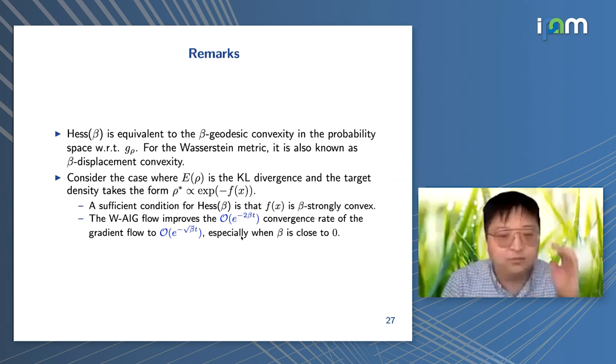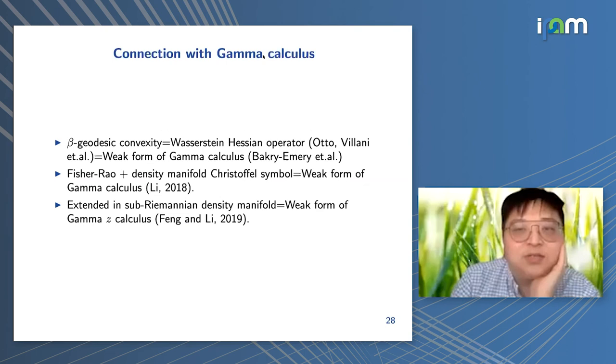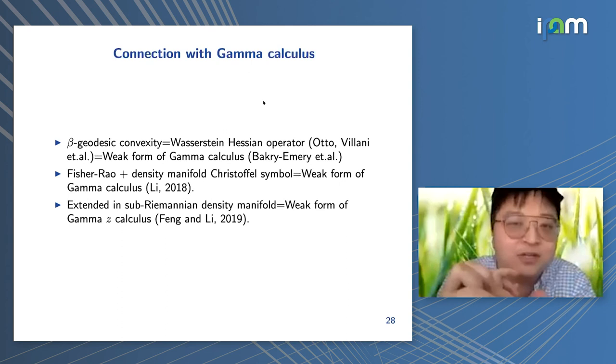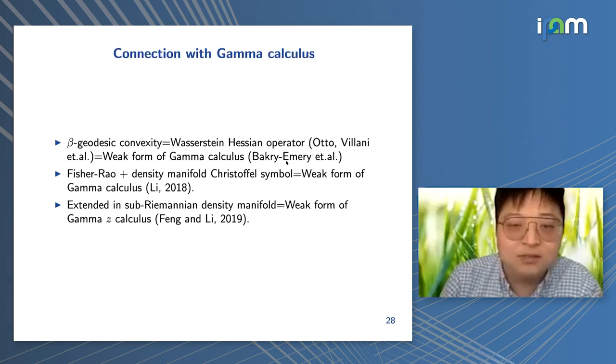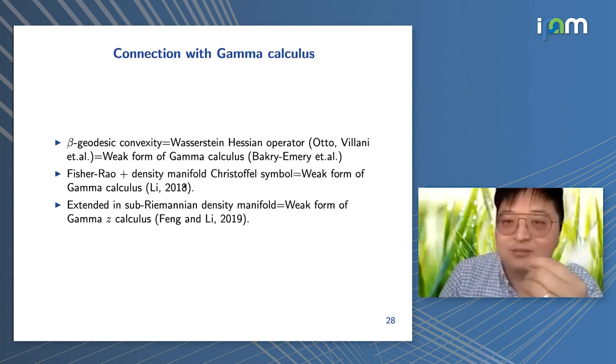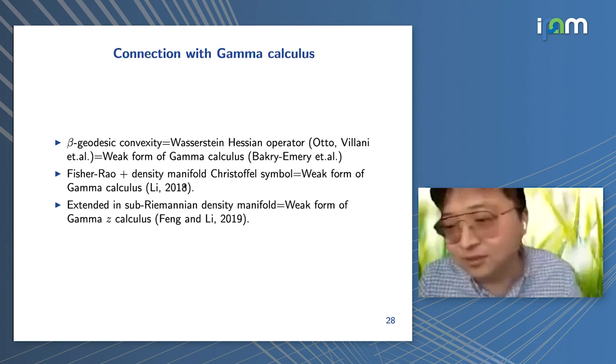Okay, there's some nice connection to the gamma calculus, I think. If you're interested, I'll tell you later, but this essentially tells you a way to construct different divergence functions, different metrics, and which one is better. Now this is the so-called gamma calculus introduced by Bakry and Émery in the 1980s. This essentially comes back to this question. But for the Wasserstein thing, it's well known that beta convexity, the Wasserstein Hessian operator, is equal to the weak form of gamma calculus. And essentially, I showed that the Fisher-Rao Hessian for the probability simplex is equal to the weak form of gamma calculus. So this kind of property allows us to create, later on when we do optimization, different divergences and different beta convexity, right? This gives you a way to modify. We have a dictionary of the divergence functions.